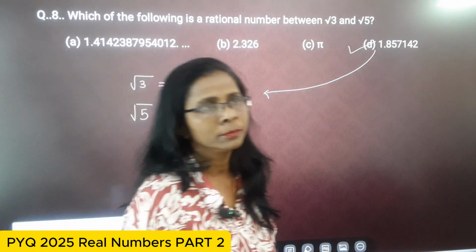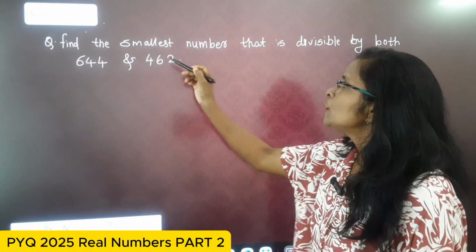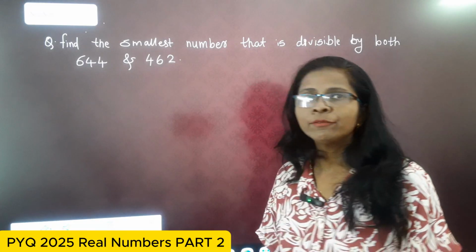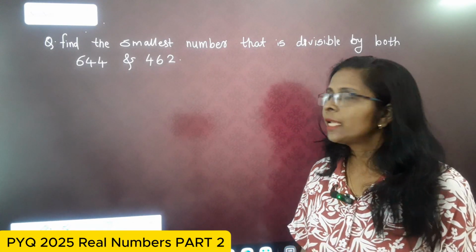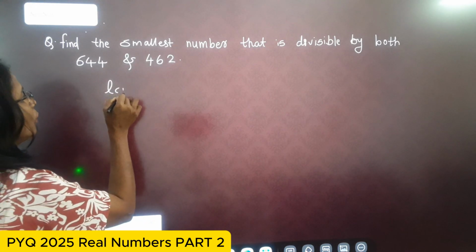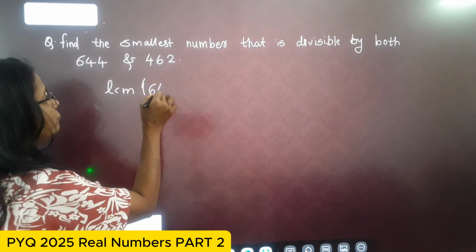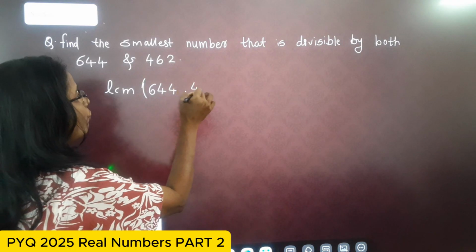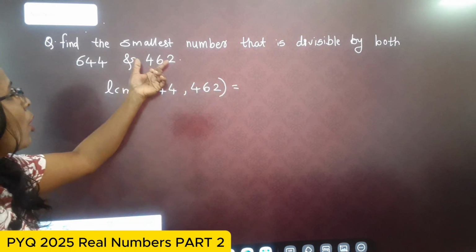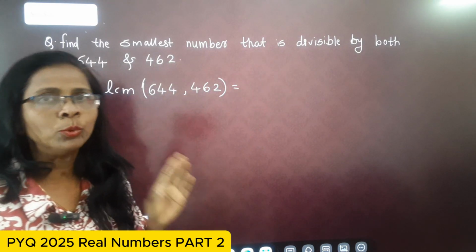So we can say the correct option is D, 1.857142. Next question, students: finding the smallest number that is divisible by both 644 and 462. So we have to find the LCM of 644 and 462. Then we get the smallest number that is divisible by both numbers.